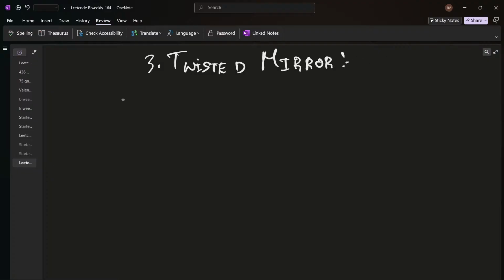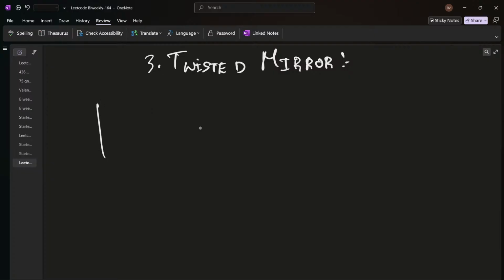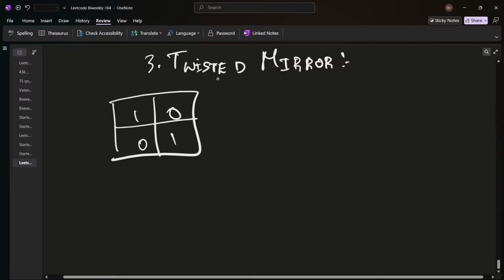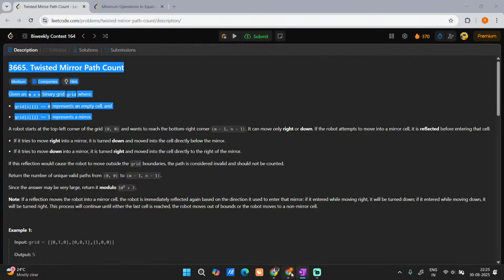So what if this is a binary grid? I'll draw 4 cross 4. Give me a second. I'll simply draw it with 2 cross 2 and explain. If it's a binary grid, 1 0 0 1, what it says is 0 means no value and 1 means a mirror, right? That's what they say. Yeah.